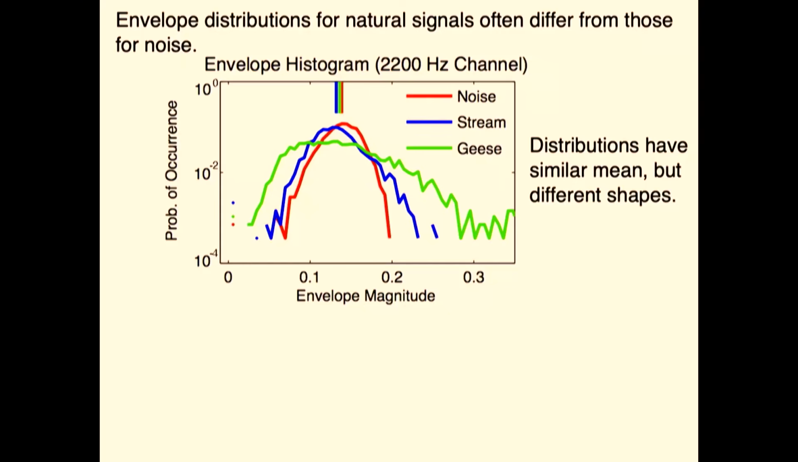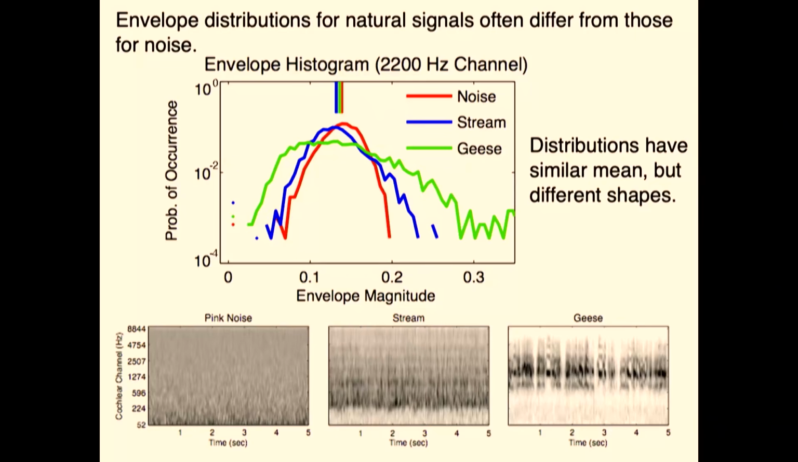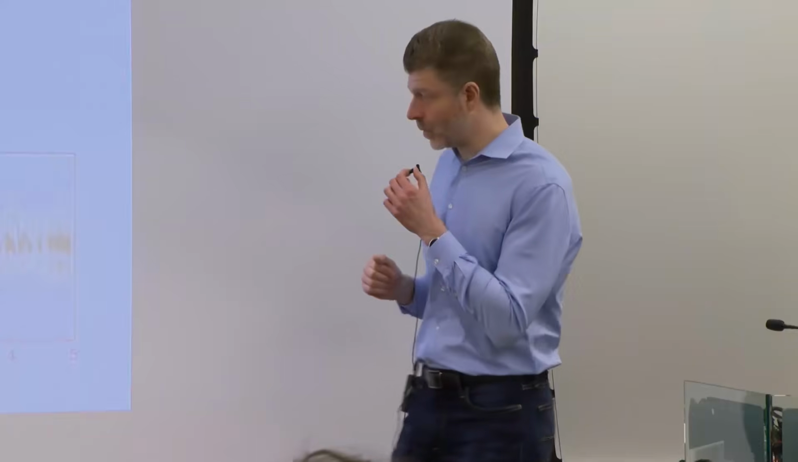In particular, for the natural sounds like the stream and the geese, the distributions are wider, so they have higher variance, and they vary in how skewed they are. The green one is very positively skewed. If you look at the cochleograms of these sounds, you can see where these distributions are coming from. The cochleogram for pink noise is pretty gray, so it doesn't deviate a whole lot from the average values. Whereas the stream has more light and dark gray. It fluctuates more in amplitude. And with the geese, there's a fair bit of white and black, so it's varying quite a lot in amplitude.